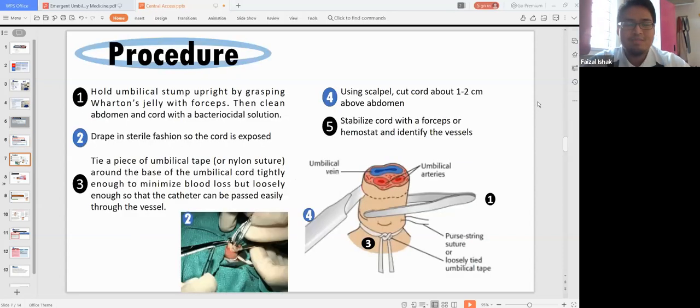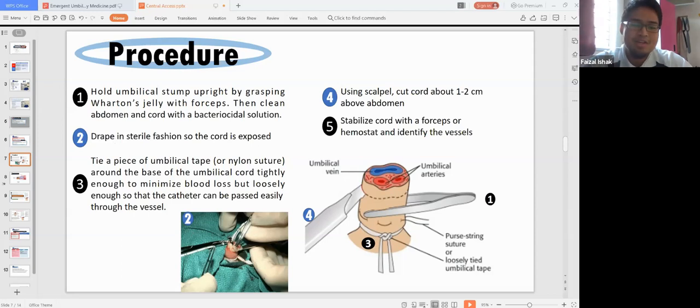Then we move to the procedure. First, you can refer to the picture that I include in this slide. First, we need to hold the umbilical stump upright by grasping the Wharton's jelly, and then clean the abdomen and cord with bactericidal solution, for example chlorhexidine, and then drape in sterile fashion so the cord is exposed.